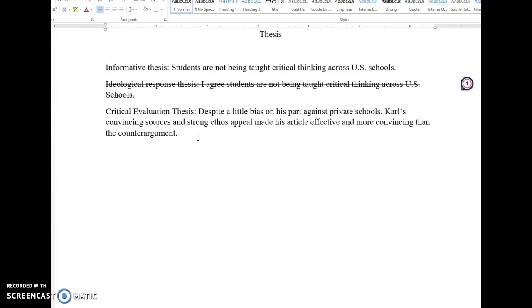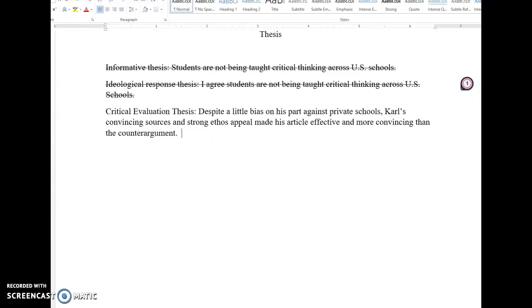Despite a little bias on his part against private schools, Carl's convincing sources and strong ethos appeal made his article effective. Those are things that I took specifically from my planner. I went through my planner and I was like, oh, okay, I really like this part about how he has convincing sources from these 3 different professors. I like that he is a professor himself, so he has strong ethos, and I don't think that the database article I found is more convincing than his. There's a little bit of bias here, and that is a problem, but I don't think that that bias is enough to make this article ineffective. That is the kind of thesis statement you want to write.